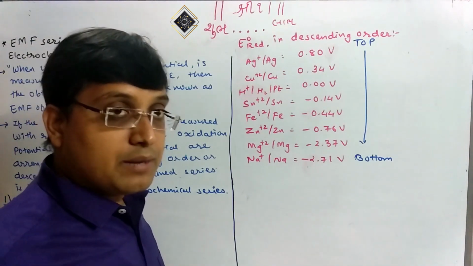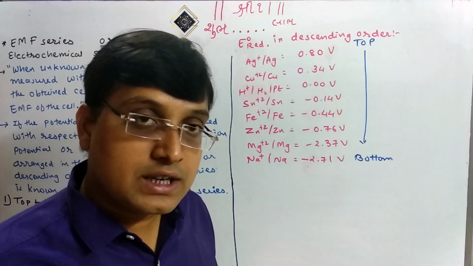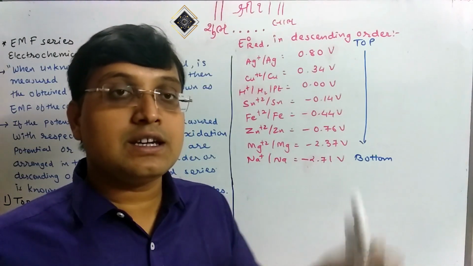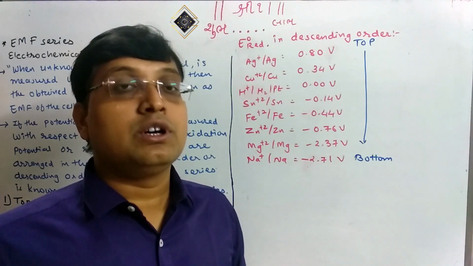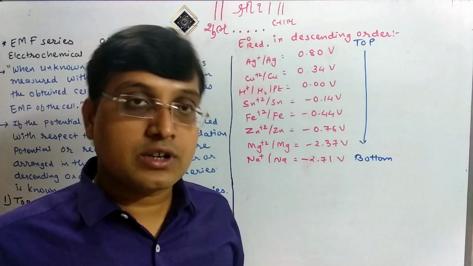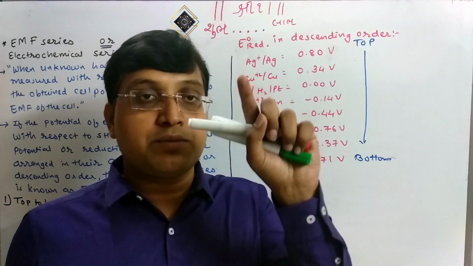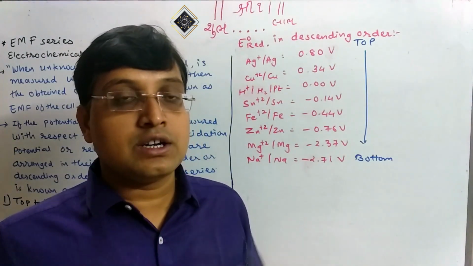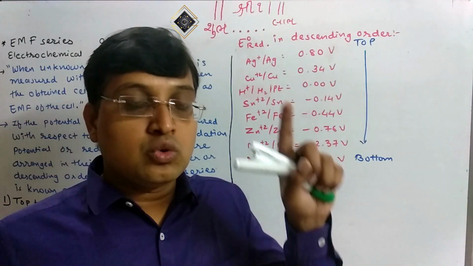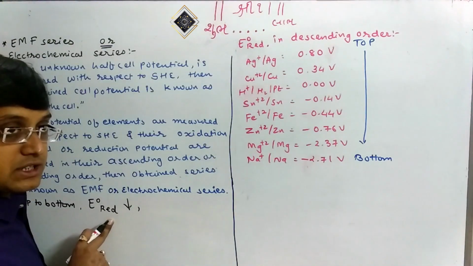Clear? What happened? Top to bottom, reduction potential decreases. That means the tendency to experience the reduction reaction decreases. The tendency to work as oxidizing agent decreases. Reduction means to gain electron, so the tendency to gain electron decreases. Once again, top to bottom reduction potential decreases, the tendency to experience the reduction reaction decreases, the tendency to work as an oxidizing agent decreases, the tendency to gain electron decreases.